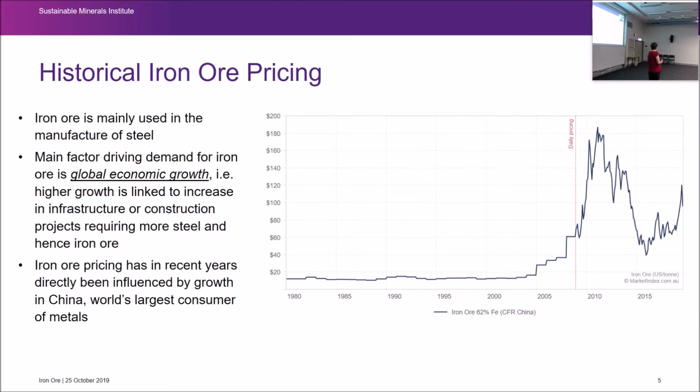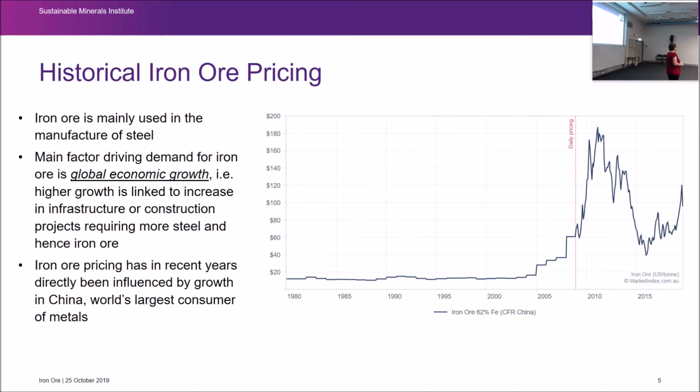To put this in perspective, historically iron ore pricing has been very flat, and it's only really from around the 2000s that there's been a sharp spike in iron ore pricing and then a subsequent slide again. The reason that this is also relevant is that iron ore is mainly used in the manufacture of steel, and the main driving factor for iron ore use is therefore economic growth.